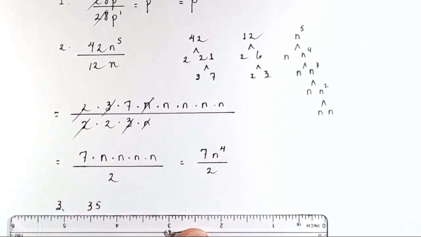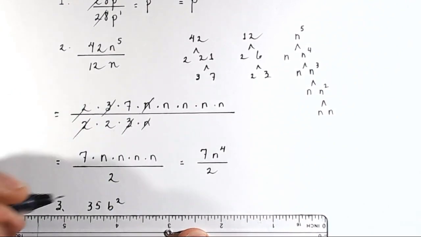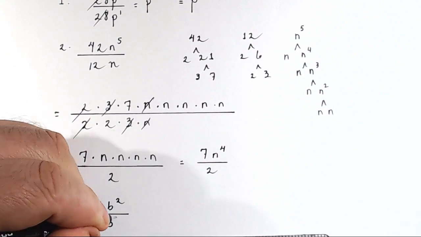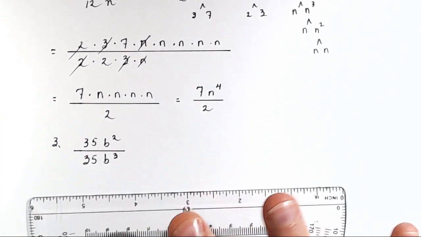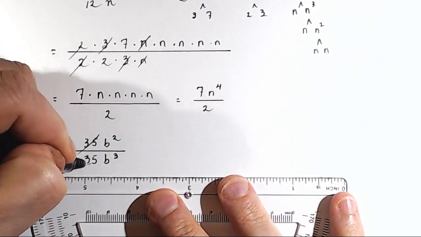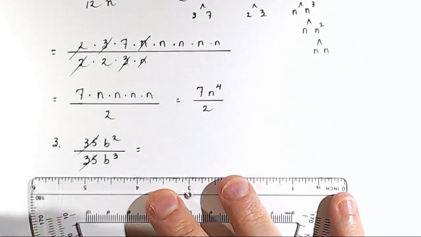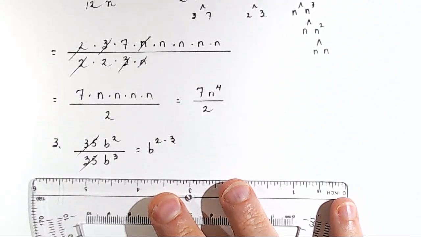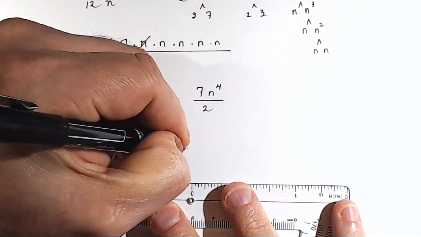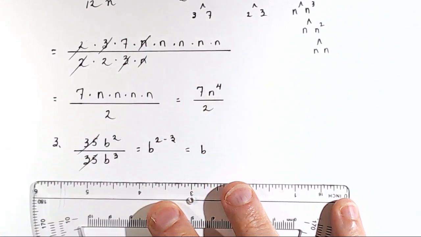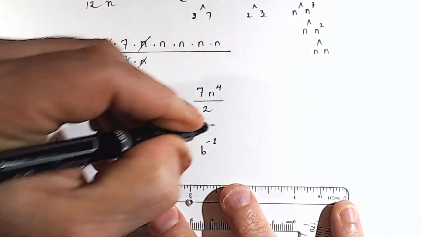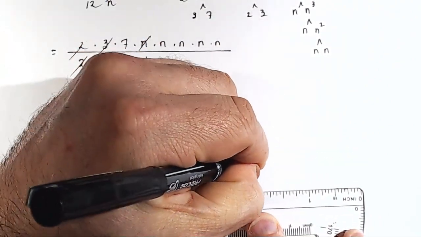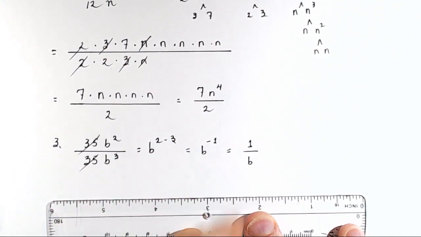All right, so here's number 3, 35b squared over 35b cubed. All right, so if I use the technique we learned in class, we'll cancel the 35s and set this equal to b raised to the power of 2 minus 3. Okay, because we subtract the exponents. So that leaves us with b raised to the power of -1, and then we apply the negative exponent rule to write 1 over b. Okay, so for number 3, this is the reduced form.